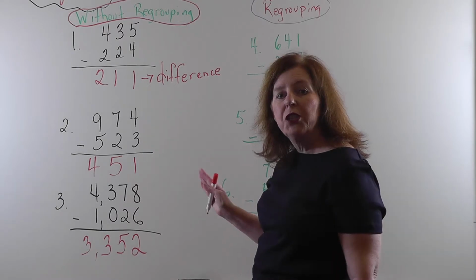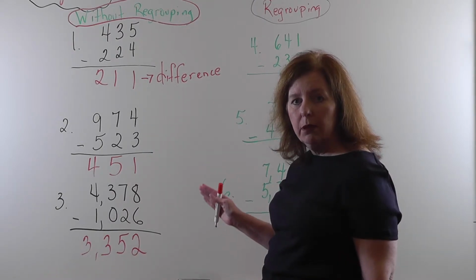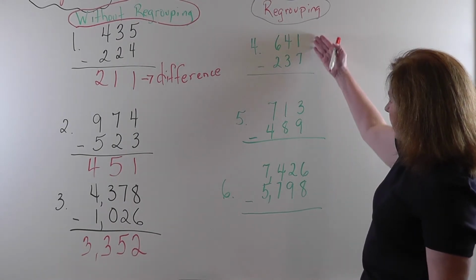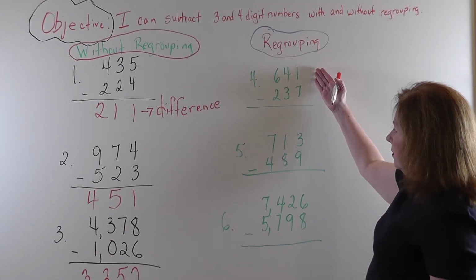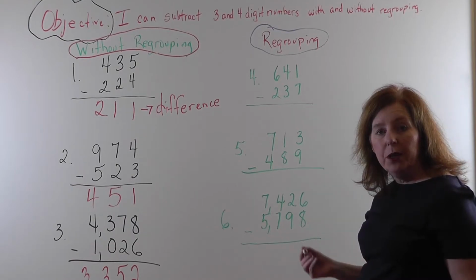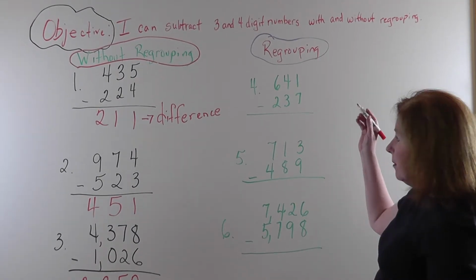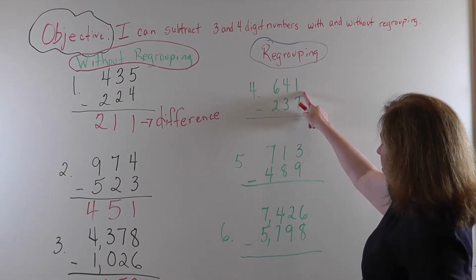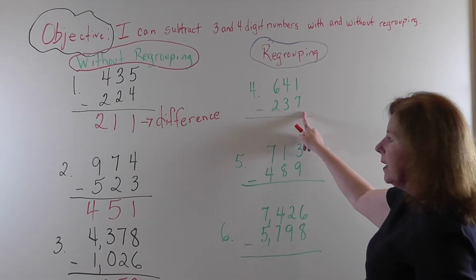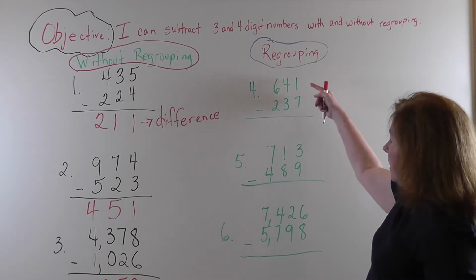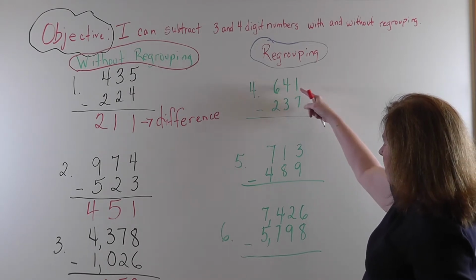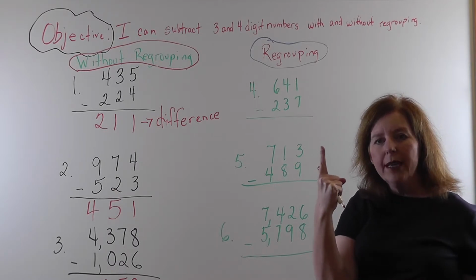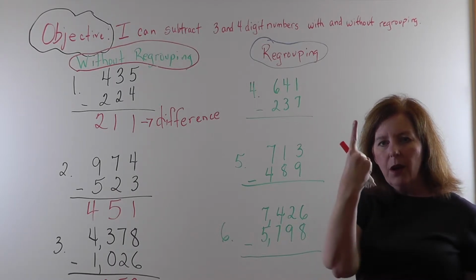But now I want to show you how to regroup in subtraction. Okay, these 3 problems, you need to regroup. Okay, and I'm going to show you how to do that. I have 641 minus 237. Okay, now I start with my ones place, but I have a 1 here. I cannot take away 7 if I only have 1.